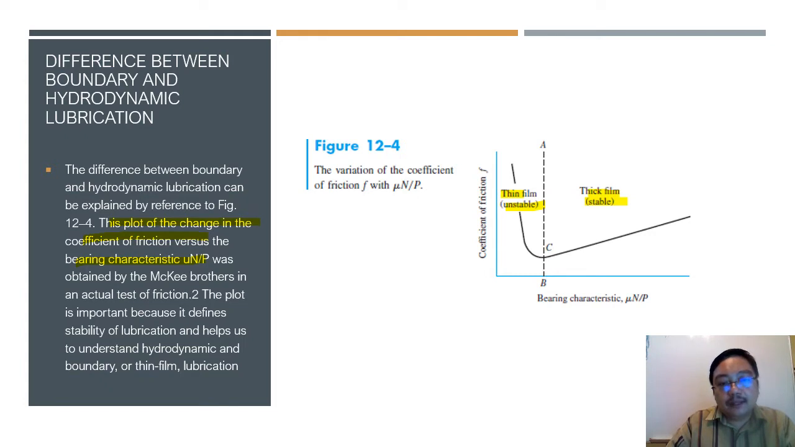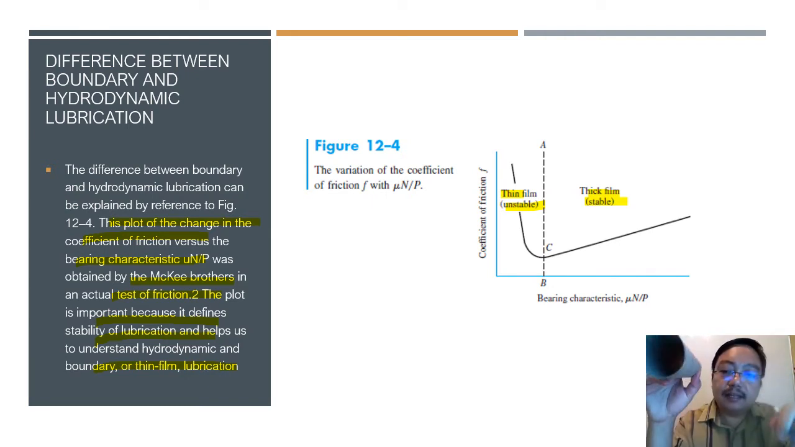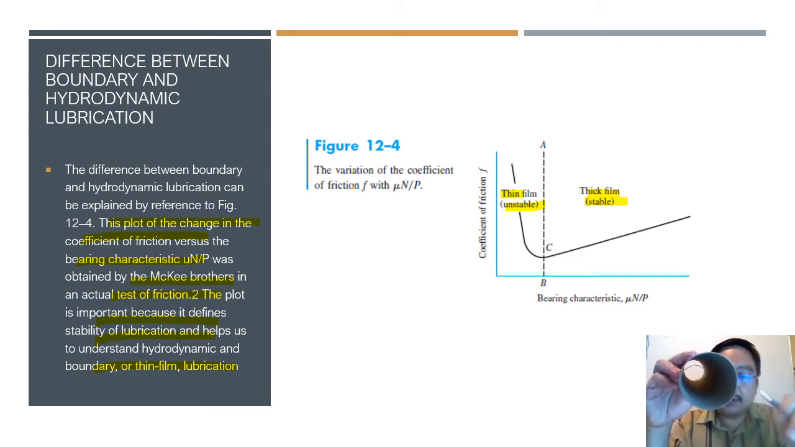This bearing characteristic was obtained by the McKenzie brothers in actual tests of friction. The plot is important because it defines the stability of lubrication and helps us understand hydrodynamic and boundary, or thin film, lubrication. This is the graph. Let me explain. This is the example of a shaft.